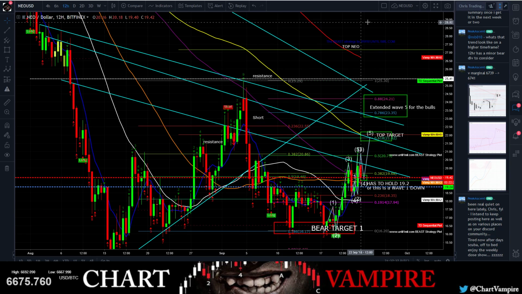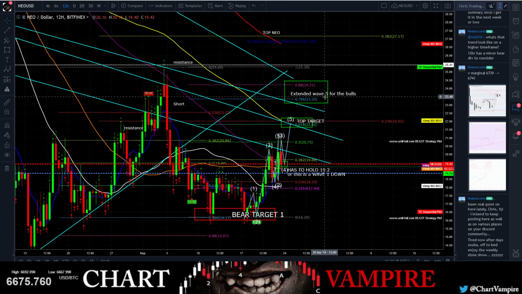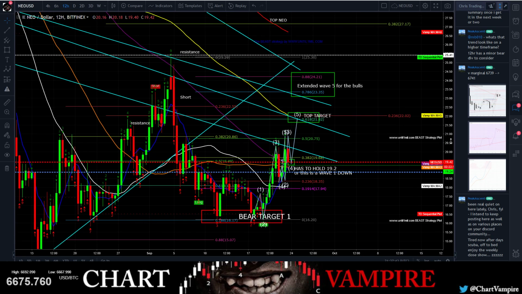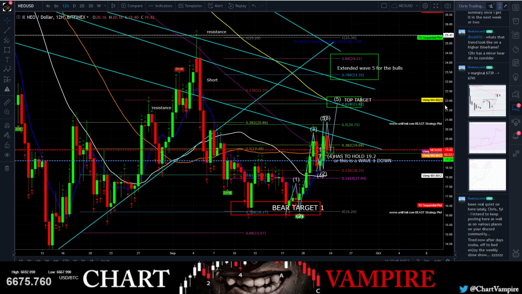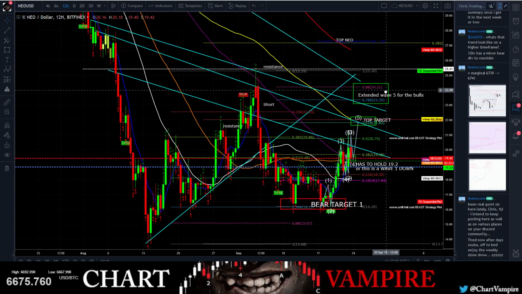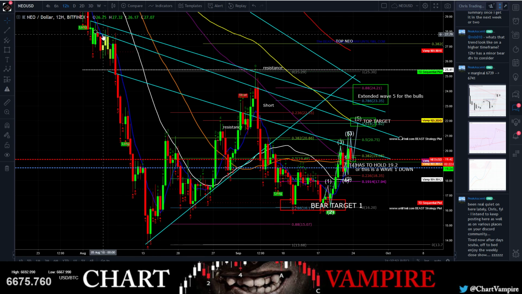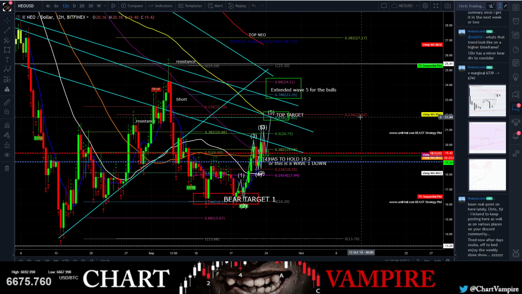Okay, Neo. So I charted out Neo for somebody. Some random guy asked me if I could please help him out with Neo. Not a member. And I did a quick Neo chart for him. This is my Neo chart, very simple. If you're playing Neo, here's your trend lines. Use your trend lines, they work very well. You've got a topside trend line that's coming down.